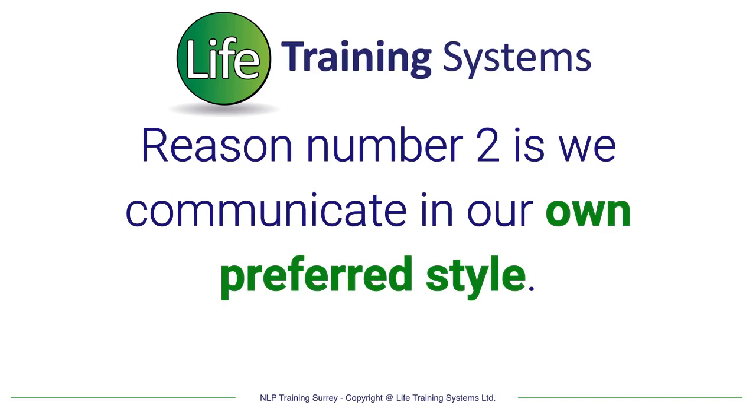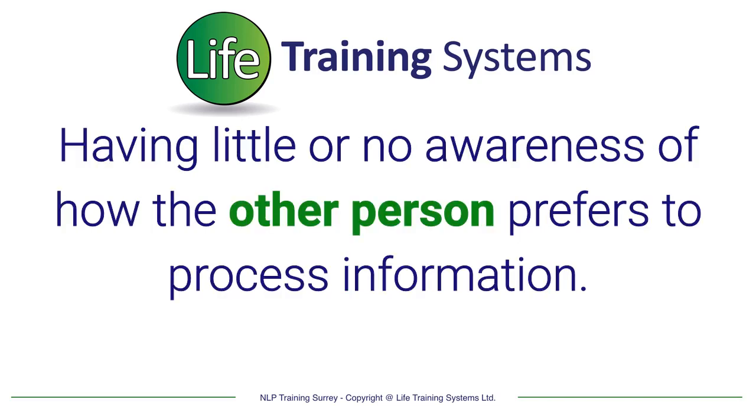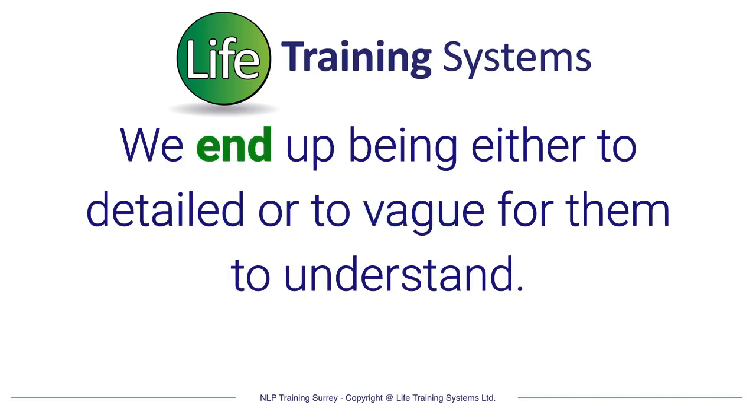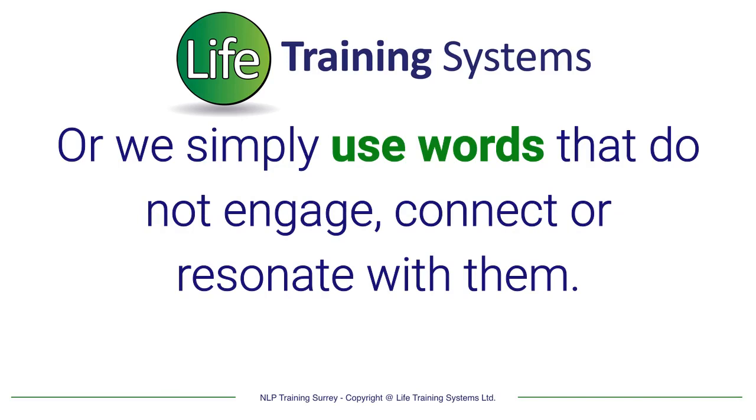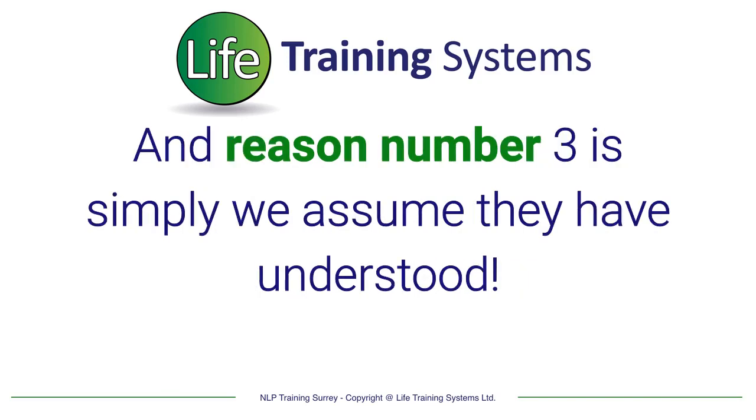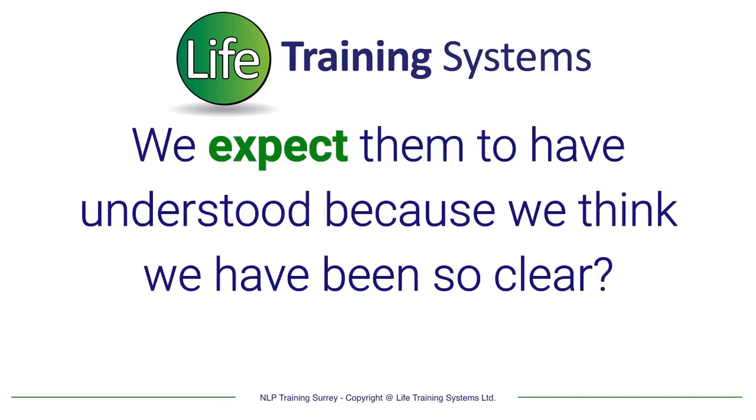Reason number 2 is we communicate only in our own preferred style of communication. And we have little or no awareness of how the other person prefers to process information. We end up either being far too detailed or far too vague for them to really understand. Or we simply use words that they do not engage with, connect with, and that don't resonate with them. And reason number 3 is we simply assume they have understood. We expect them to have understood because we think we have been so clear.